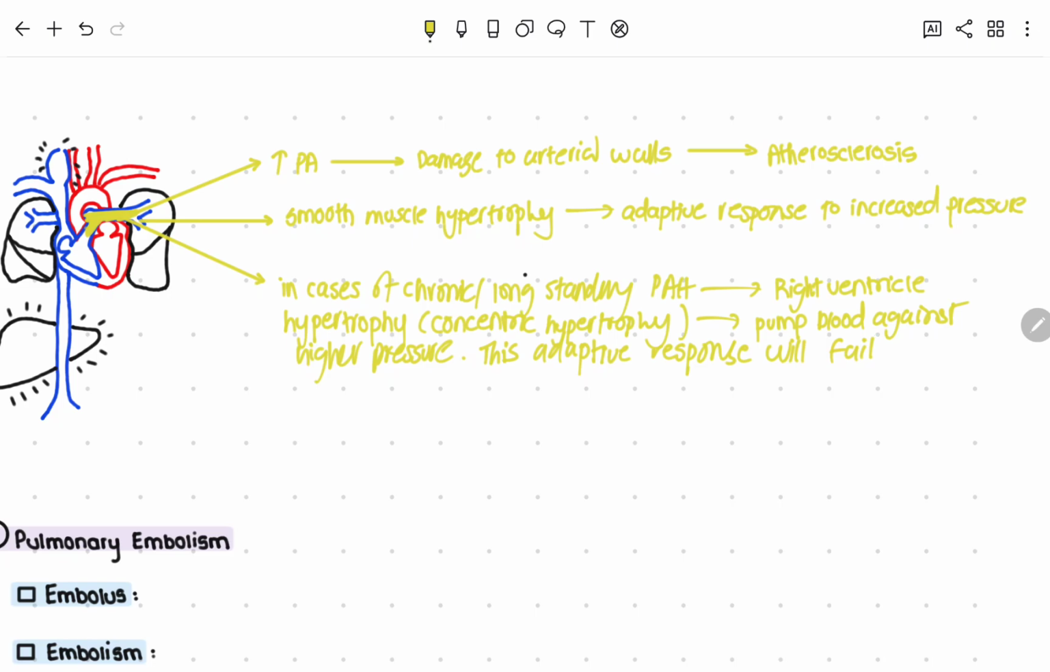So the adaptive response, the concentric hypertrophy response, will eventually fail if the long-standing pulmonary hypertension is not treated or resolved. And because of that, you end up having right ventricle dilation. And this is a form of eccentric hypertrophy where the walls get thinner.